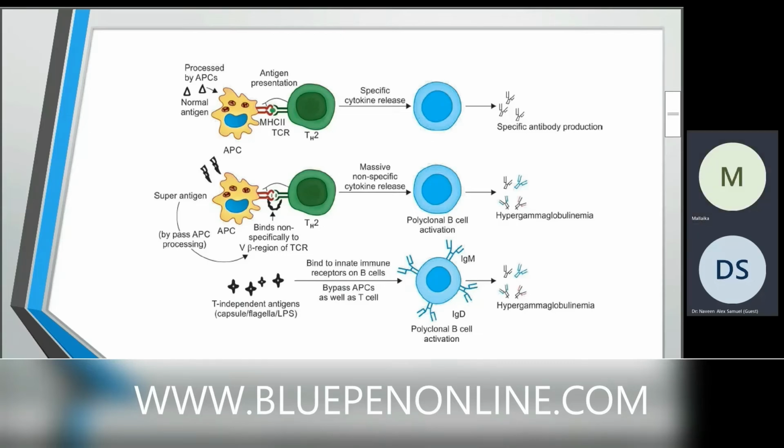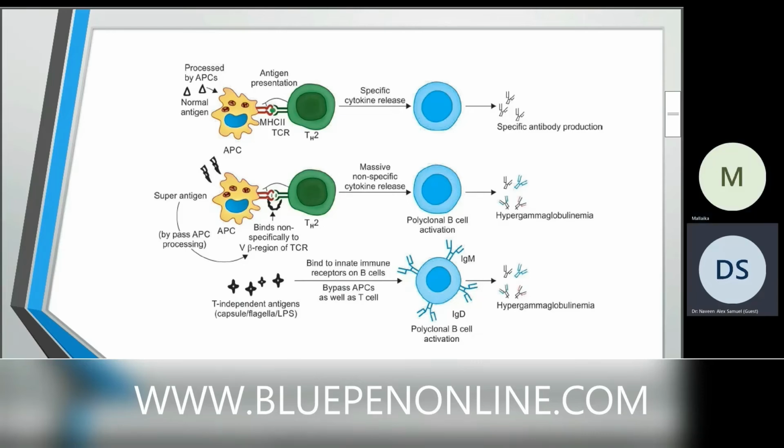Second one is the superantigen. There are no antigen presenting cells involved, or it is bypassed. They wrote that it bypasses antigen presenting cell processing and binds non-specifically to T cells. T cells then cause massive non-specific cytokine release, which causes chronic activation of B cells and then hypergammaglobulinemia. The last one is the T cell independent antigens, which are presented directly to the B cells with non-specific binding, and B cells get activated into plasma cells and cause hypergammaglobulinemia.